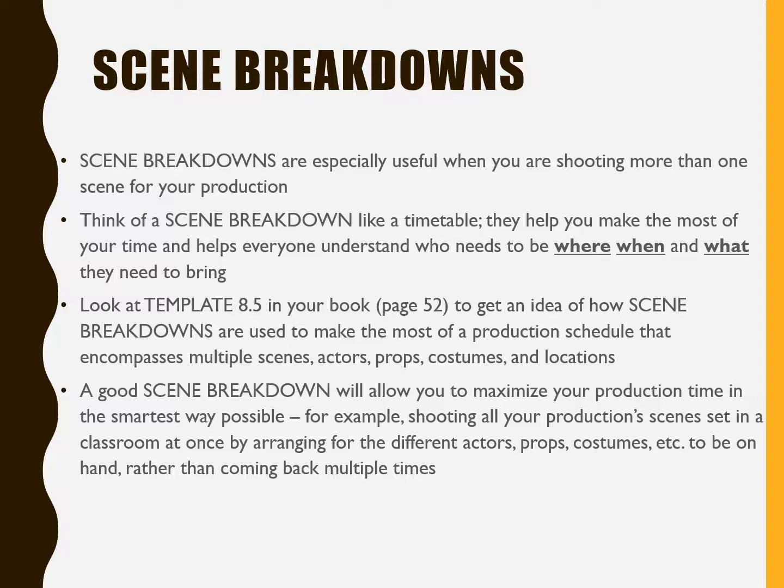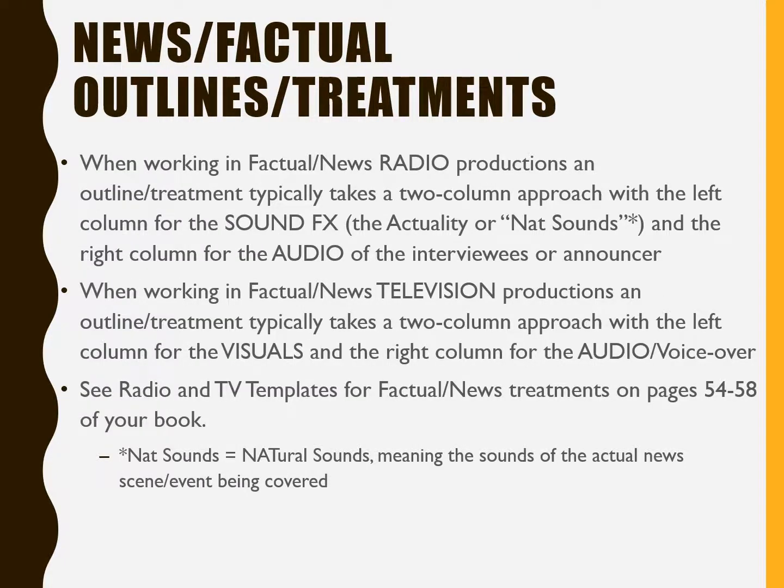On page 52 in your textbook and in that other section of the ebook, you're going to find a template, I think it's called 8.5, to get an idea of how scene breakdowns are used to make the most of a production schedule. You've got to have multiple scenes, multiple actors, multiple props, multiple costumes, locations, right? So a good scene breakdown is going to allow you to maximize your production time in the smartest way possible. Time is money. So if you shoot all your production scenes set in the classroom at once, by arranging for the different actors, props, costumes, etc. to be on hand, rather than coming back multiple times, you're going to save time and money and a lot of headaches, right? And you'll come off very professional, because that's what they do in the real professional world, right?